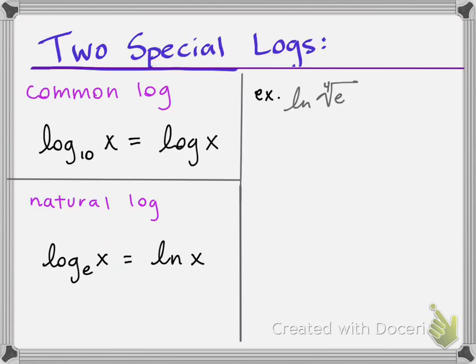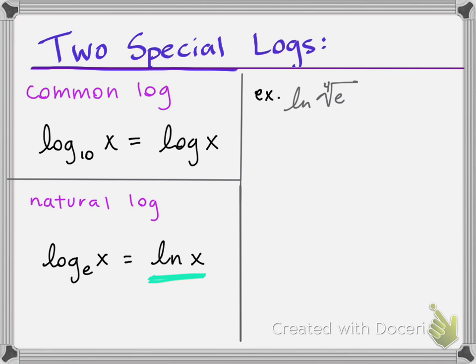On the next slide, we're talking about two special types of logs. You have a log called the common log, and you have a log called the natural log. The common log is going to be log base 10 of x, which is also written as just log x. Notice that the 10 is missing in this log. That's intentional, because if we write log by itself, we're talking in base 10. We write natural logs as ln of x. They just mean that I have log base e of x.